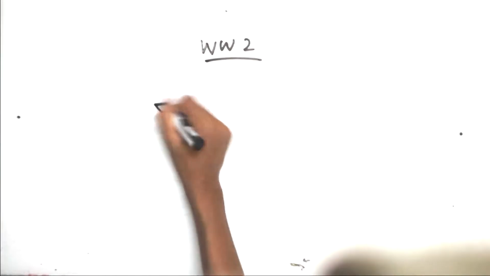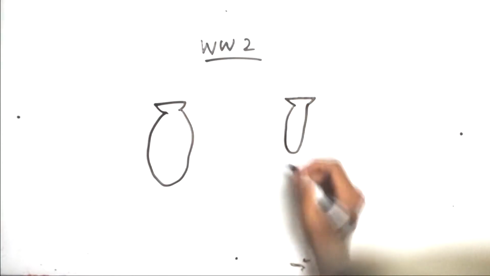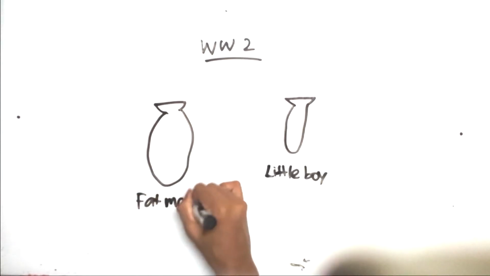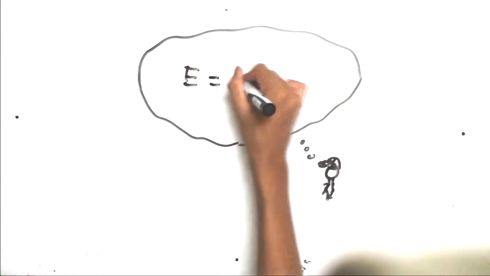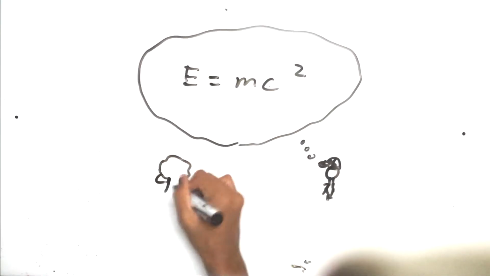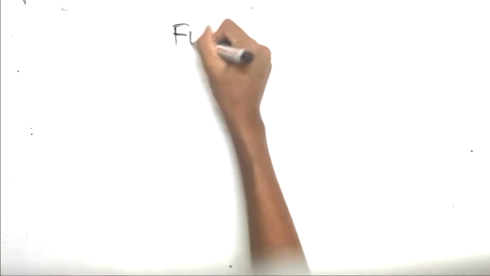During World War II, two nuclear weapons, Little Boy and Fat Man, were created and were used on Japan. They both rely on the fundamental equation that Albert Einstein came up with, E equals mc squared. First, we have to look at fusion and fission.